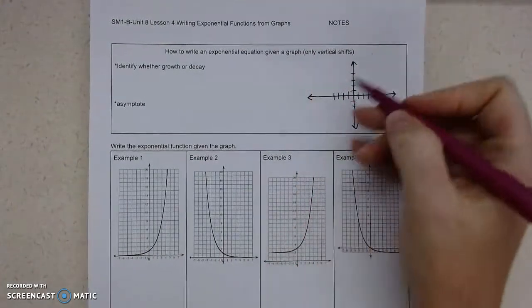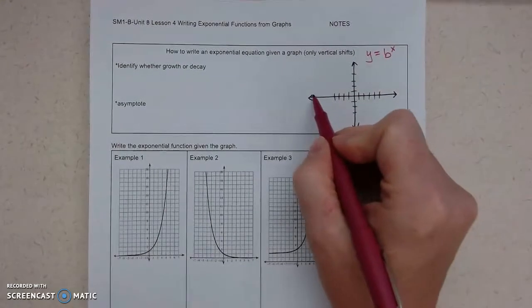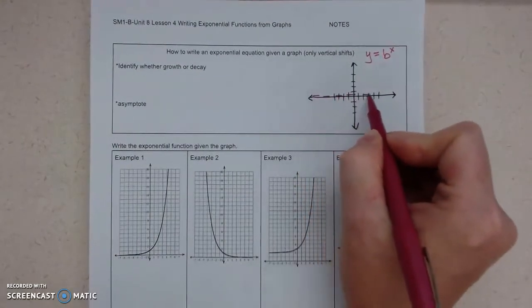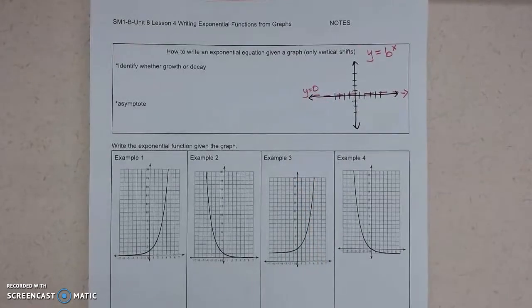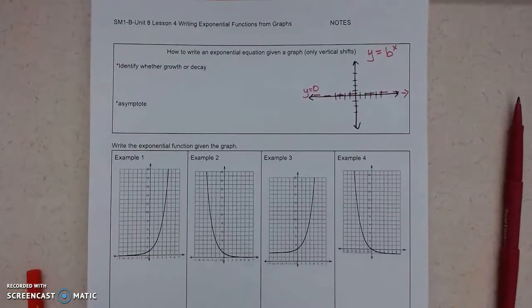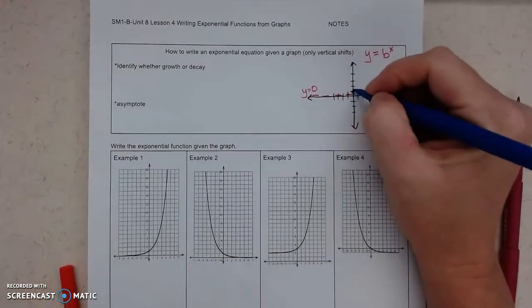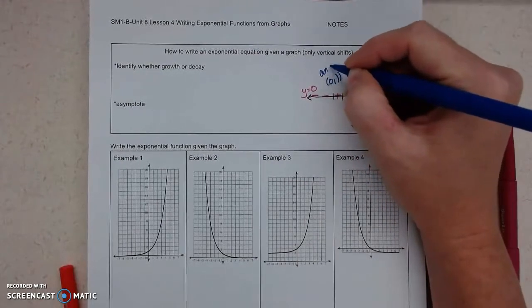without any shifts, the basic exponential function has an asymptote at y=0. So you have to keep that in mind. That's the original. And remember that anchor point on the original is always at (0, 1). (0, 1), that is our anchor point.